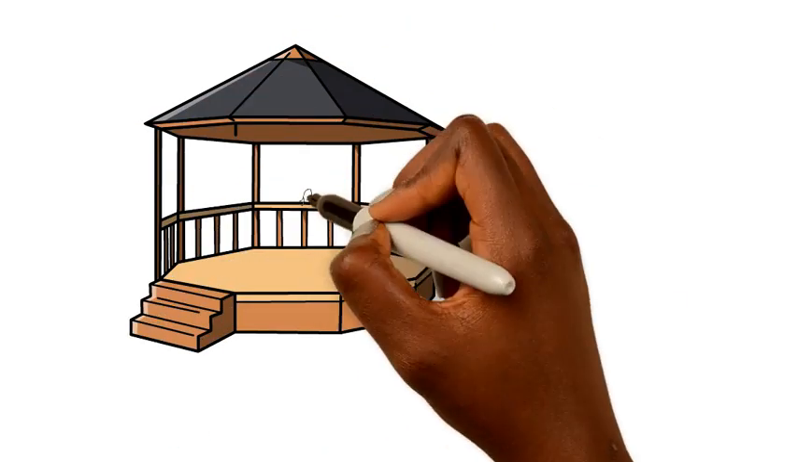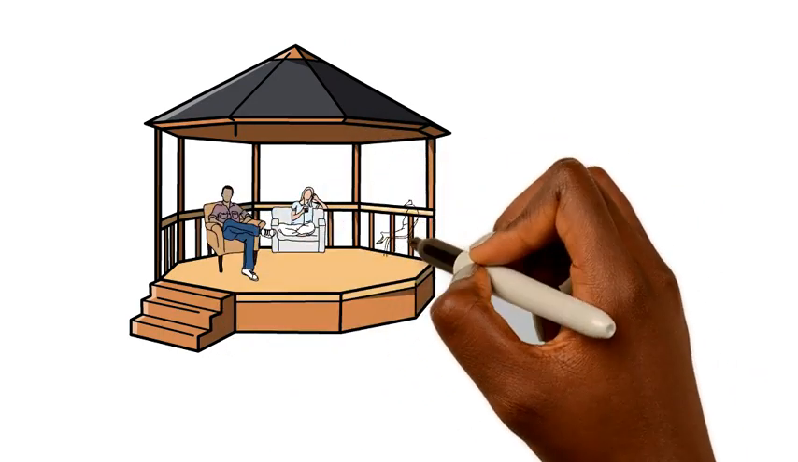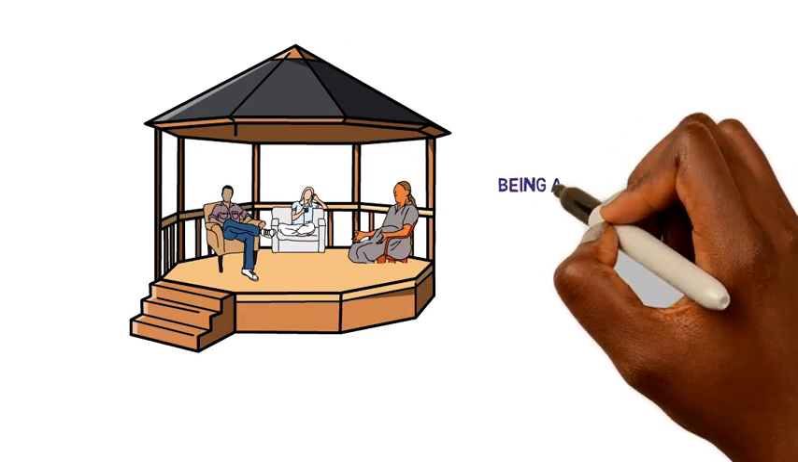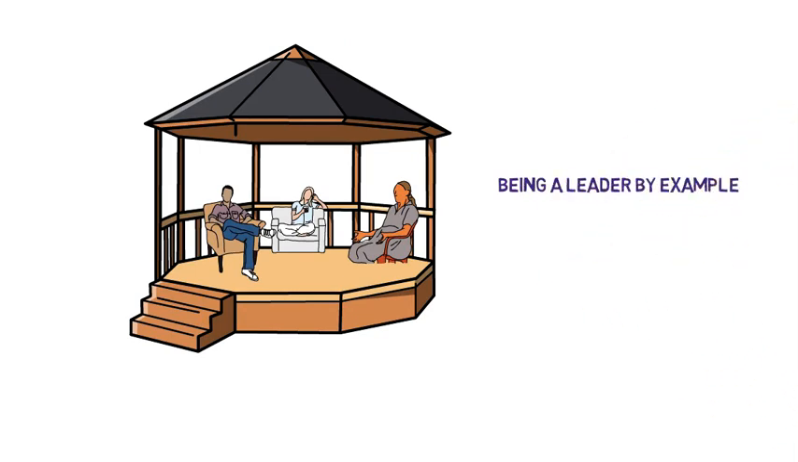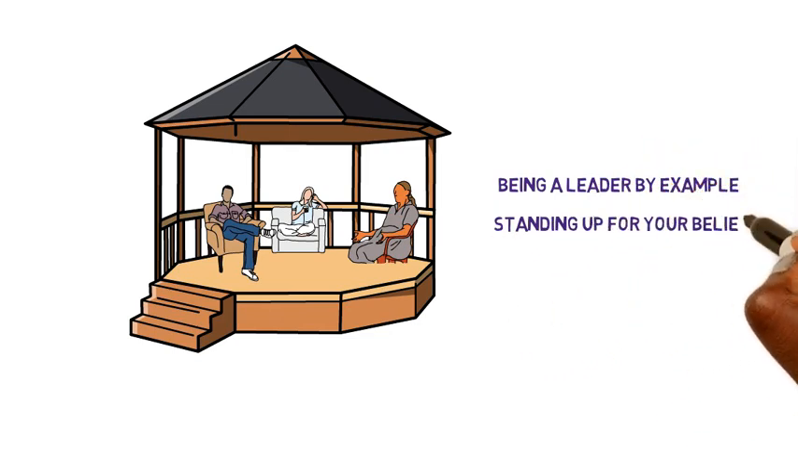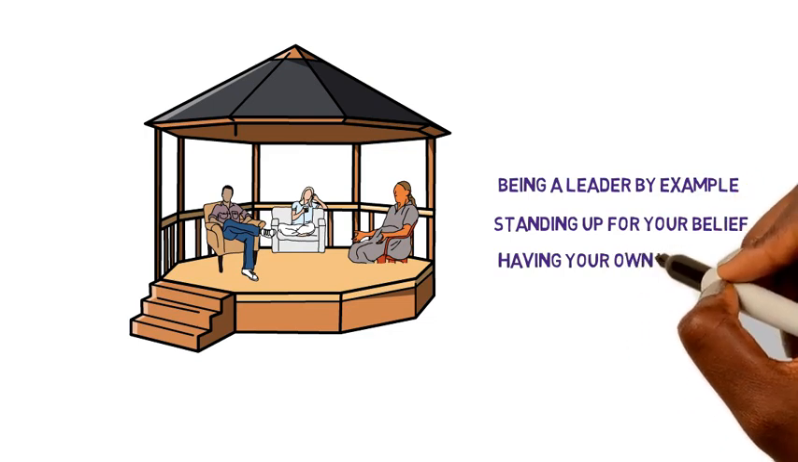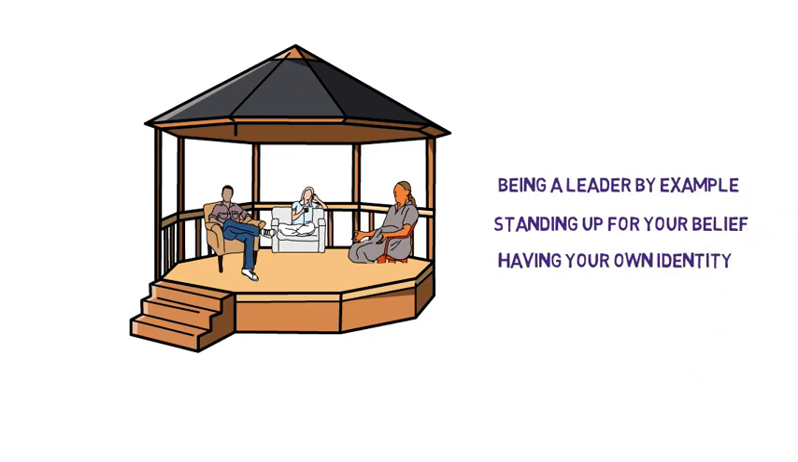To add to what I have said, other ways to build integrity are by, one, being a leader by example. Leaders working by the same standards and expectations encourages others to work by the standards and expectations. Two, by standing up for your beliefs. Standing up for what you believe is the right way of doing things. And three, by having your own identity. Understand who you are, what you can become, and what you want out of life.